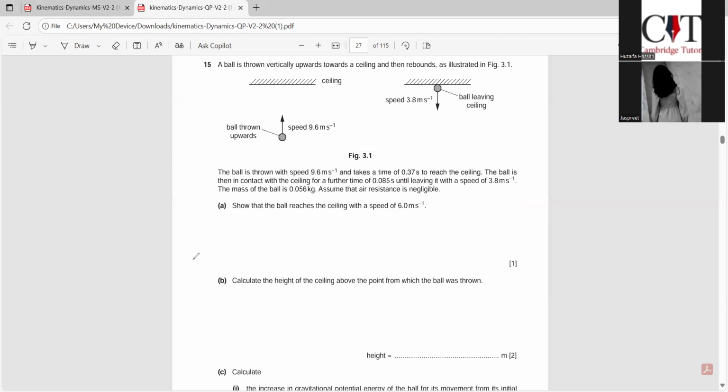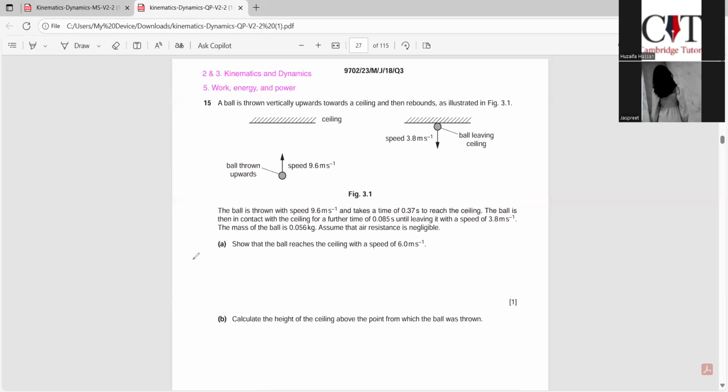Okay, read this question. A ball is thrown vertically upwards towards the ceiling and then rebounds as illustrated in figure 3.1. The ball is thrown at speed 9.6 m s^-1 and takes a time of 0.37 seconds to reach the ceiling. The ball is then in contact with the ceiling for a further time of 0.085 seconds until leaving it with a speed of 3.8 m s^-1. The mass of the ball is 0.05 kilograms. Assume that air resistance is negligible. Show that the ball reaches the ceiling with a speed of 6.0 m s^-1.